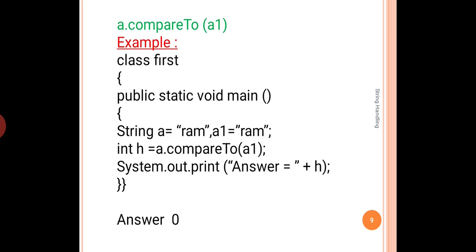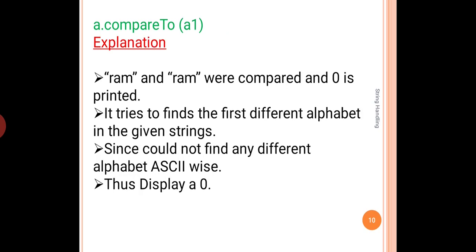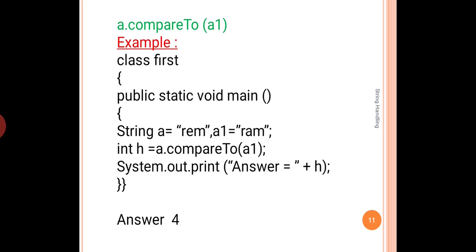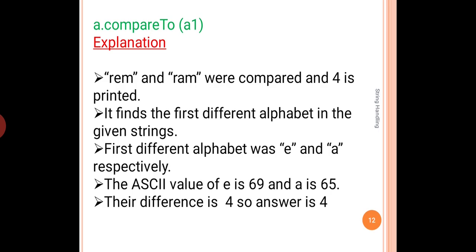In case both the strings are equal, like a is Ram and a1 is also Ram, the answer will be 0 because it doesn't find any different alphabets. In case we take a as Rem and a1 as Ram, the answer will be the same in magnitude because the difference between 65 and 69 is the same. But since Rem came first, it will subtract 65 from 69, unlike the previous case where it was subtracting 69 from 65. So the answer in this case is 4 and not -4.